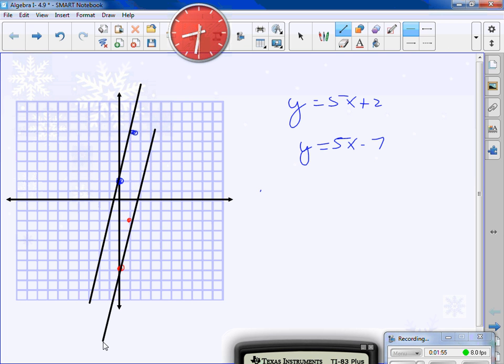If your lines are drawn correctly, which mine are not, my dot's off a little bit, the lines are parallel. Only if the slopes are the same do you have parallel lines. If this is off just a hair, like if it was 4.999 and one's 5, they're not parallel because they're not identical. They will intersect at one point or another.